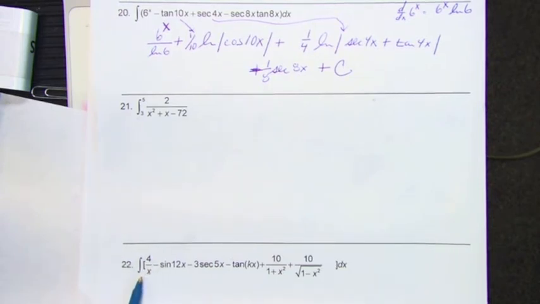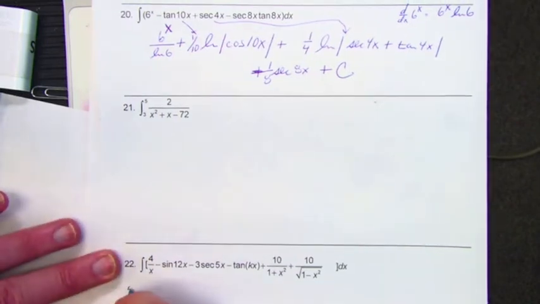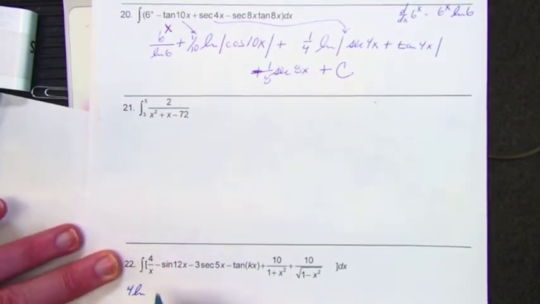What is that one? Antiderivative. Natural log. So it's 4 what? Not just x. Absolute value of x. We've got to make sure we know that one.